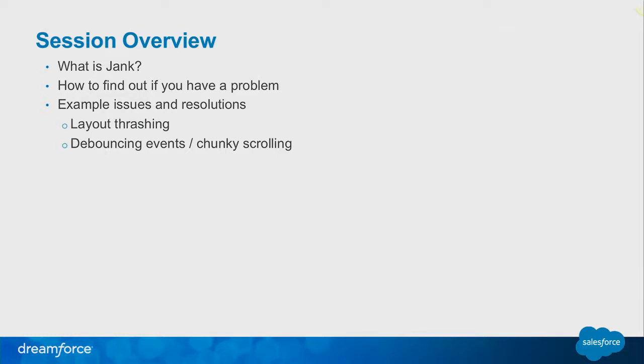So we're going to do a few things about this. First, we're going to figure out how to find out if this is our problem. And then we're going to look at some example issues and some resolutions. We're going to look specifically at some layout thrashing, which we'll get into later, and we're going to get into debouncing some events. What debouncing events really means is maybe you have an event that fires multiple times, and really maybe you don't need it firing once every millisecond. Maybe you could cope with it firing once every 100 milliseconds, every 250 milliseconds.